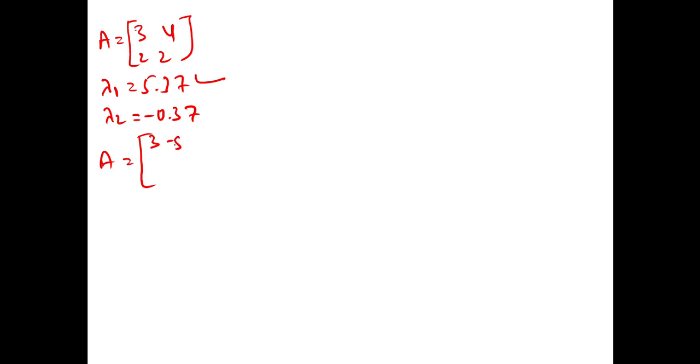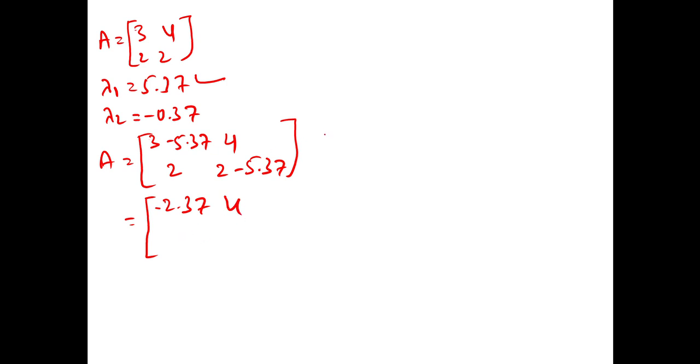this value: 3 minus 5.37, 4, 2, 2 minus 5.37. Okay. So this will be, solve this one. 3 minus 5.37 here will be minus 2.37.